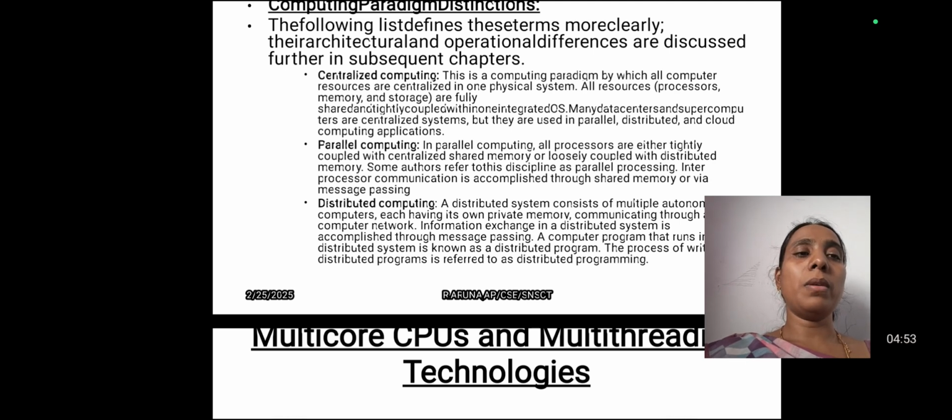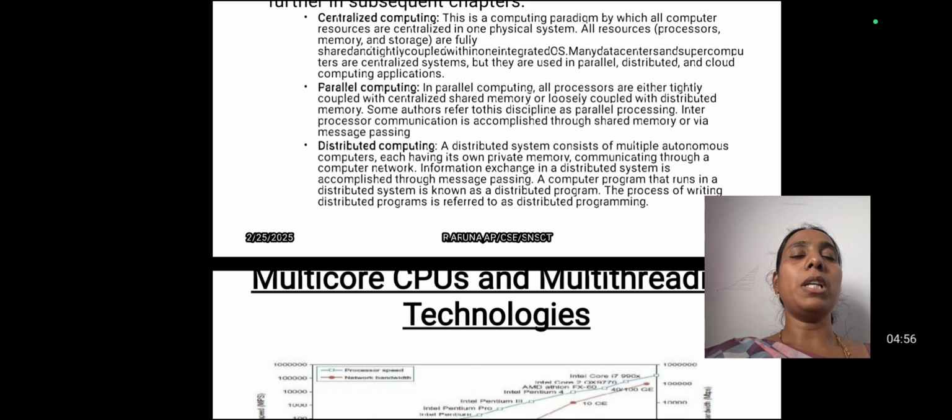Next is distributed computing. A distributed system consists of multiple autonomous computers, each having its own private memory, communicating through the computer network. Information exchange in a distributed system is accomplished through message passing. A computer program that runs in a distributed system is also known as a distributed program. The process of writing a distributed program is referred to as distributed programming.